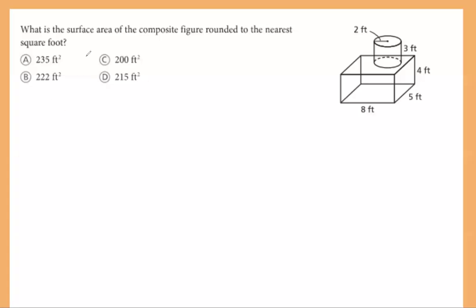We are looking for the surface area of this composite figure to the nearest square foot. So we have a prism right here, and then there is a cylinder on top. One thing we can try is to find the surface area of this prism easily, but since there is a cylinder on top, this circle covers some part of the top face, right? Which is why we have to subtract to find the remaining part.